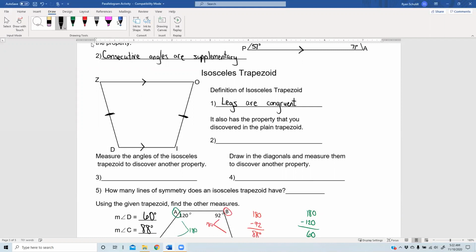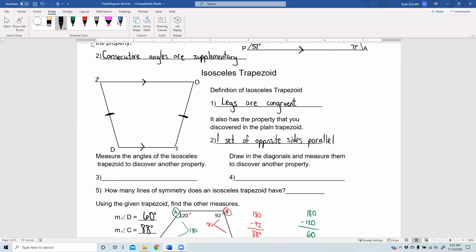It also has to have the same property we discovered above, that one set of opposite sides are parallel. It's got to have that same property. Okay, number 3, measure the angles of the isosceles trapezoid to discover another property. So I'm going to give you those angle measures.